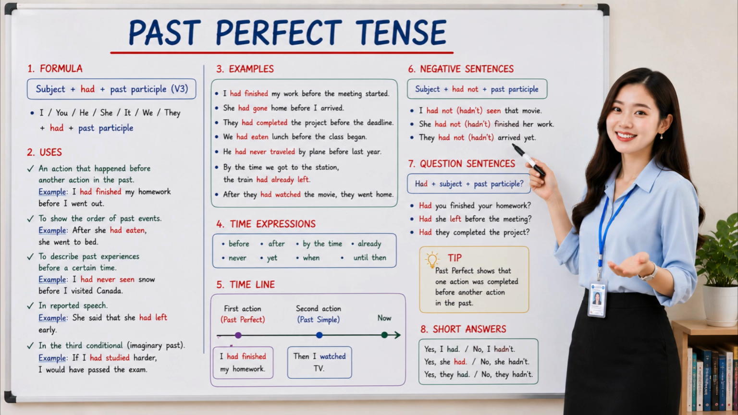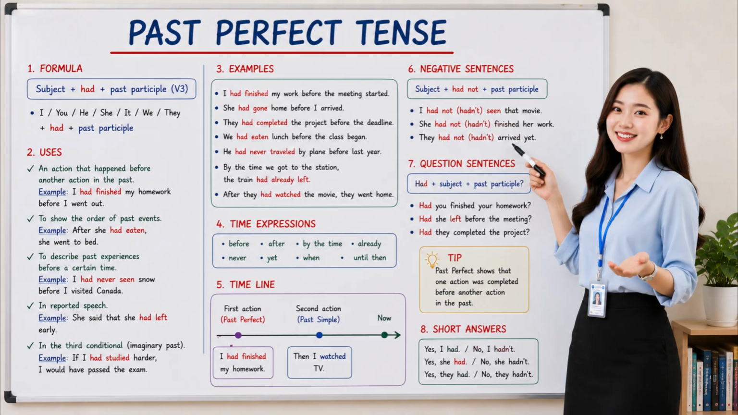The past perfect is often used with before, after, by the time, already, never, yet, when, until then. Examples. By the time I arrived, she had left. They had already eaten when I got there. He had never seen the ocean before that trip. We had finished the work before the deadline.